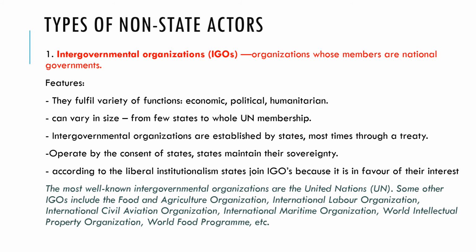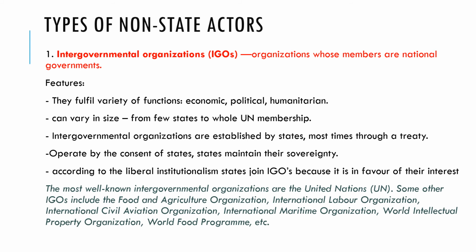As a definition, intergovernmental organizations are those organizations whose members are national governments, and they have the following features. They fulfill a variety of economic, political, and humanitarian functions. So they have a huge impact in the international system. They can vary in size from a few states to the whole UN membership. Intergovernmental organizations are established by states, most times through a treaty.